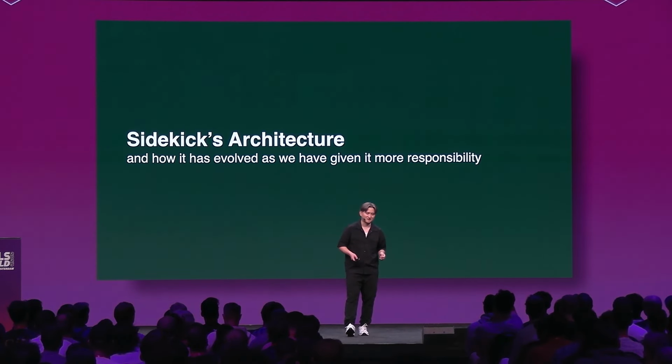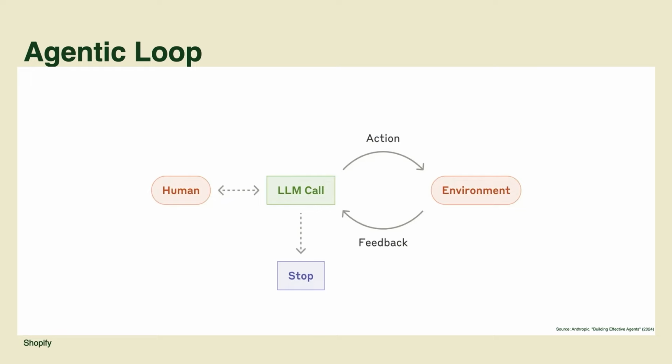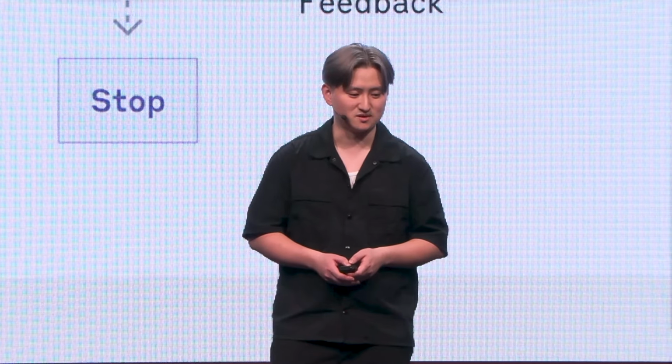At its core, Sidekick is just an agent, a very simple agent. It has an LLM that is equipped with many tools. Those tools then interact with the environment. The environment in this case is the Shopify store and other Shopify APIs. The agent can sort of reason about the tool responses and then generate a response back to the merchant, or the human in this case.